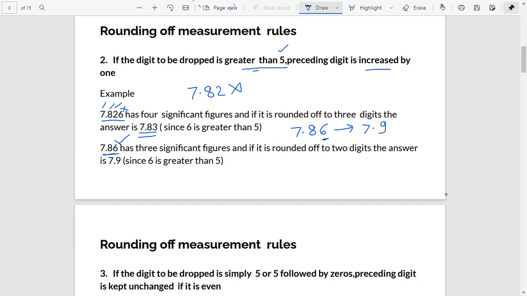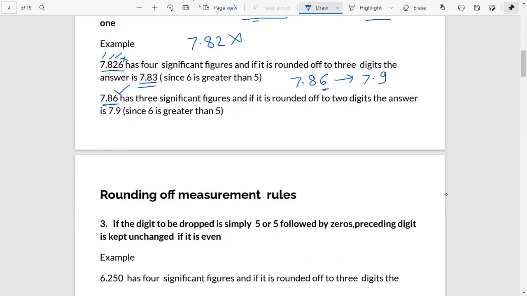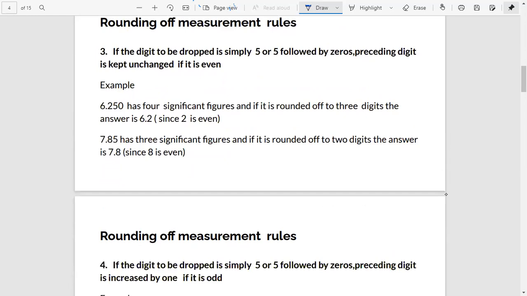What if the digit to be dropped is equal to 5? It is not less, it is not more, but it is equal to 5. What is to be done in that case? In that case, it is not greater than 5 or less than 5, and there are two cases. One is when the preceding digit is even, not the digit to be dropped, that is another rule. And if the preceding digit is odd, there is another rule. So let us look first at what happens if the preceding digit is even.